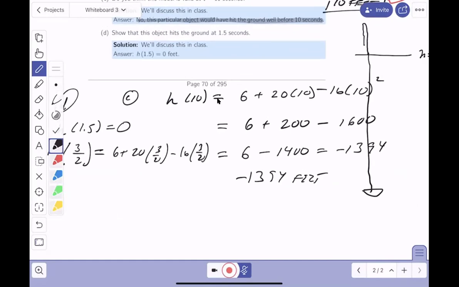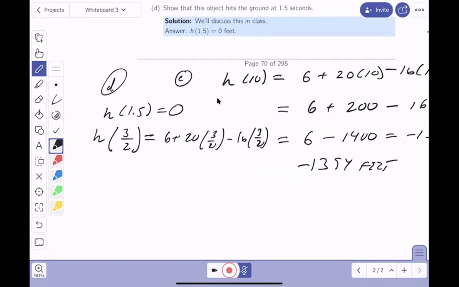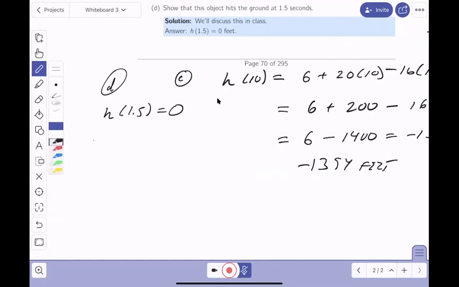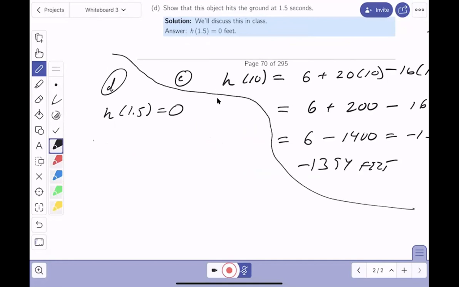You know what? I realize this might look like it's going into another problem, so I'm going to erase it. This happens to students who get confused, and we're not trying to confuse anyone. So let's just do this, and I'll write this over here. So h of 3/2 is 6 plus 20, parenthesize the variable, minus 16, parenthesize the variable squared. And what's the number? 3/2.